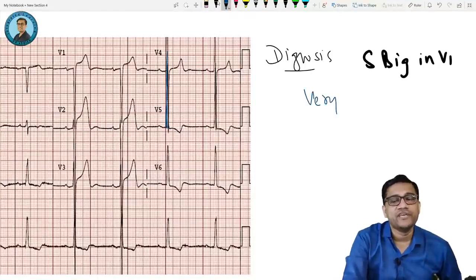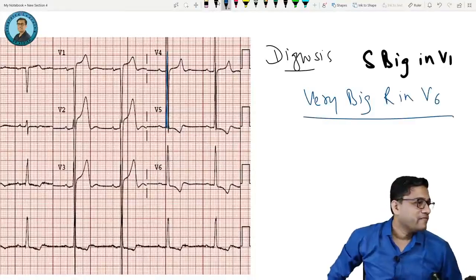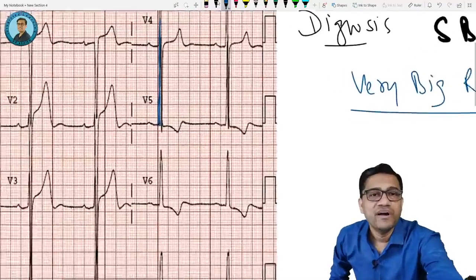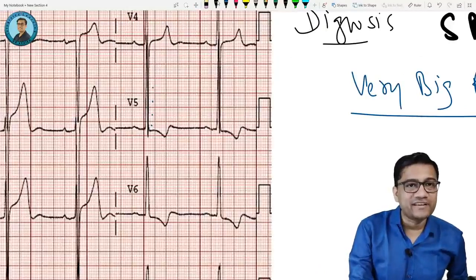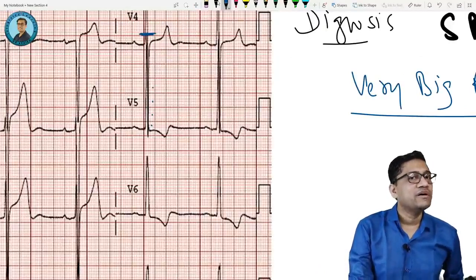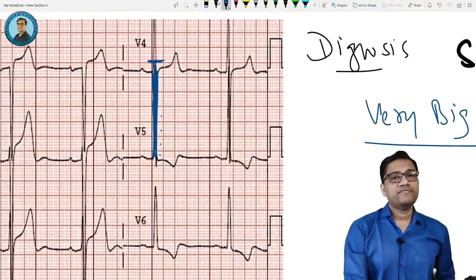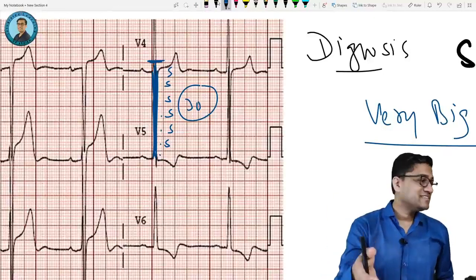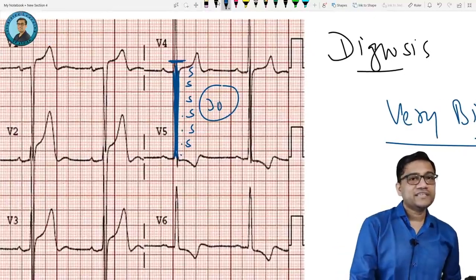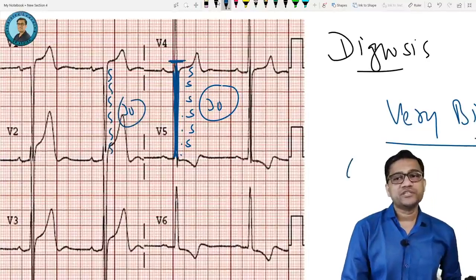And very big R in V6, okay? Very big. You can't even count them, yes or no? If you try to count, how will you do it? 5, 5, 5, 5, I don't even know where it is ending. I think till here, yes or no? So, how many boxes? 5, 5, 5, 5, 5, each is 1. So, 5, 5, 5, 5, 5, 5, 30. Are you clear? 30 are this, okay? And this is again 5, 5, 5, 5, 5, again I think 30. So, total 60, yes or no?